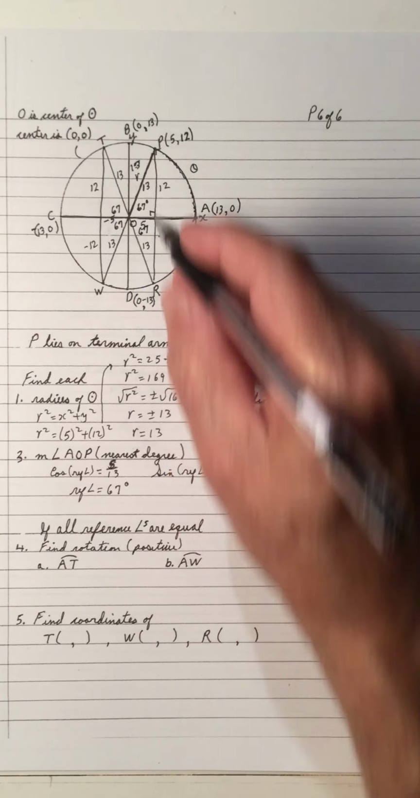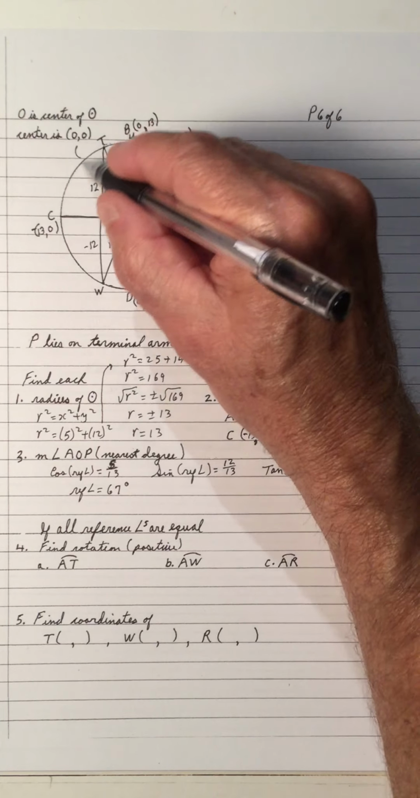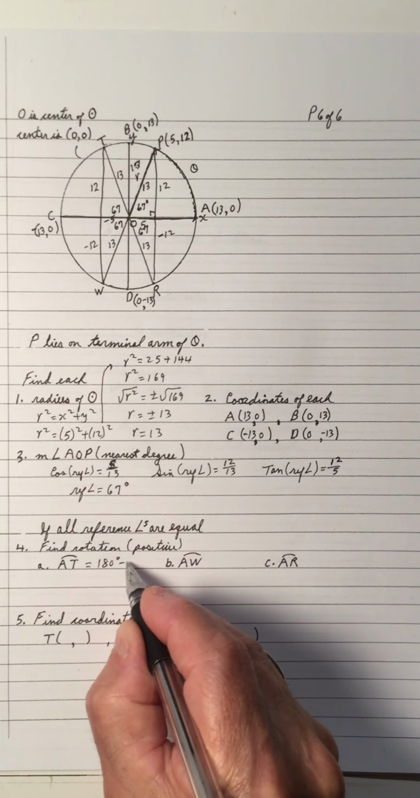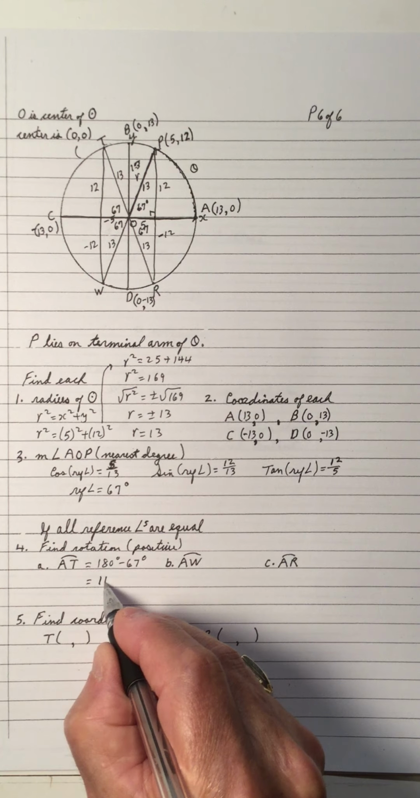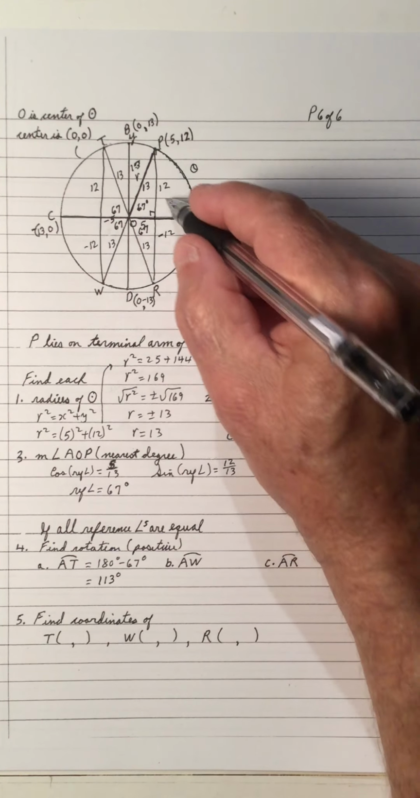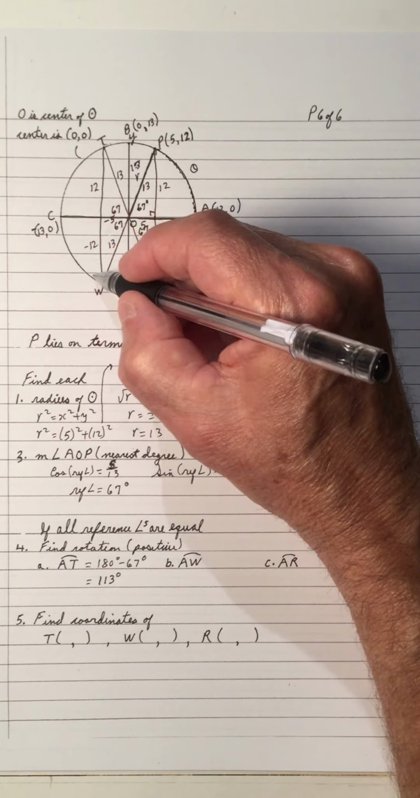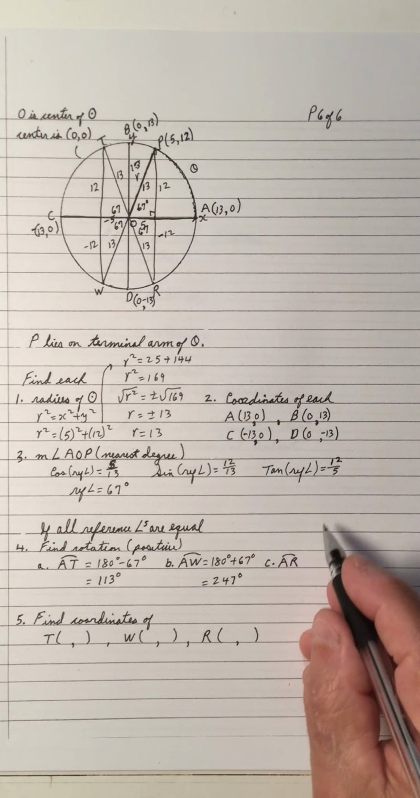So what is AT? AT is this arc right here. So that's 180 minus 67, which is 113 degrees. And AW is all the way over to here. So AW arc is 180 plus the reference angle of 67. So 180 plus 67, which is 247.